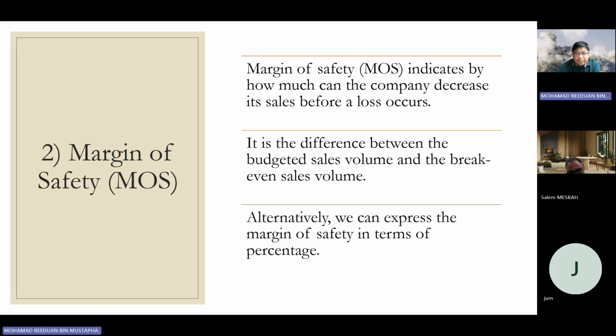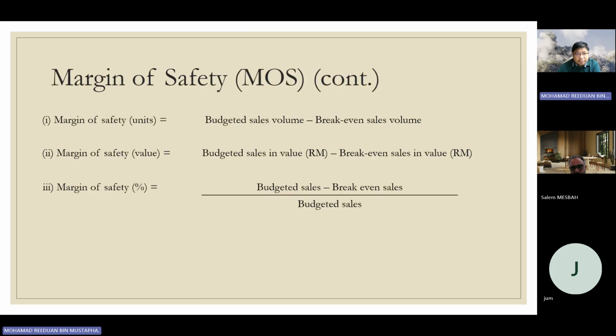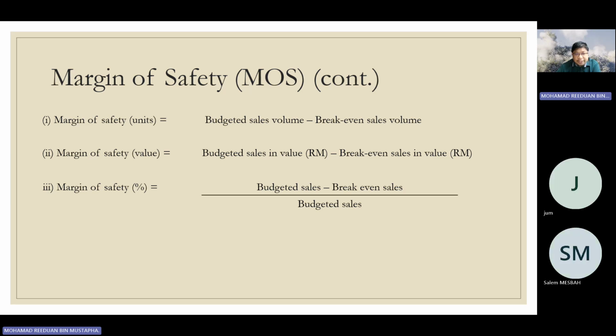So it's the difference between budget sales volume and break-even volume. Alternatively, we can express the margin of safety in terms of percentage. So if you look at the formula, margin of safety per unit is budget sales volume minus break-even sales volume. Margin of safety in terms of value is budgeted sales in value minus break-even sales in value. And margin of safety by percentage is budget sales minus break-even sales, divided by the budgeted sales.